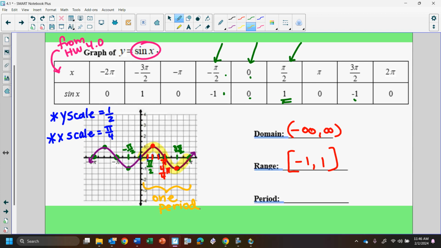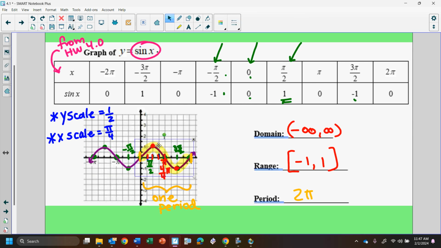So the period is how long is that distance? How far is it from the start of it to the end of it? How far is it from 0 to 2 pi? It's 2 pi. That is its period. That distance from the start of it to the end of it is called its period. Cool? And then that chunk just repeats itself over and over and over again.